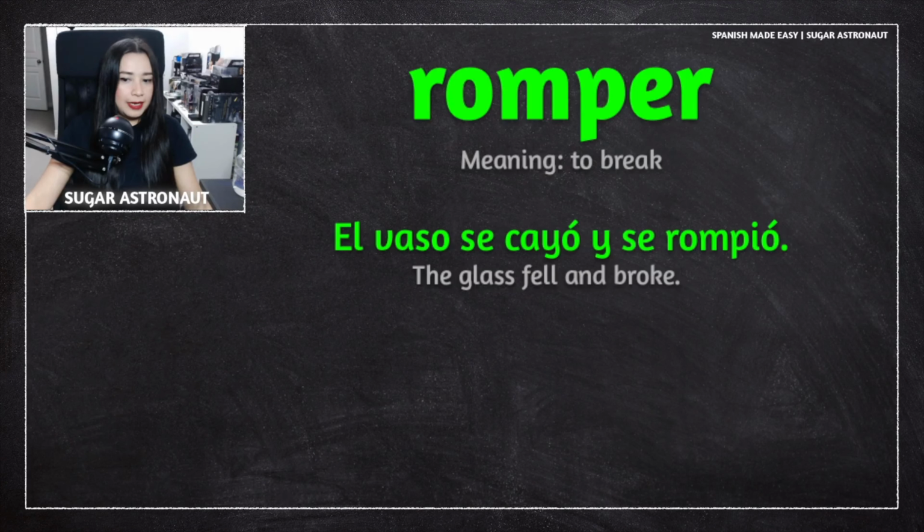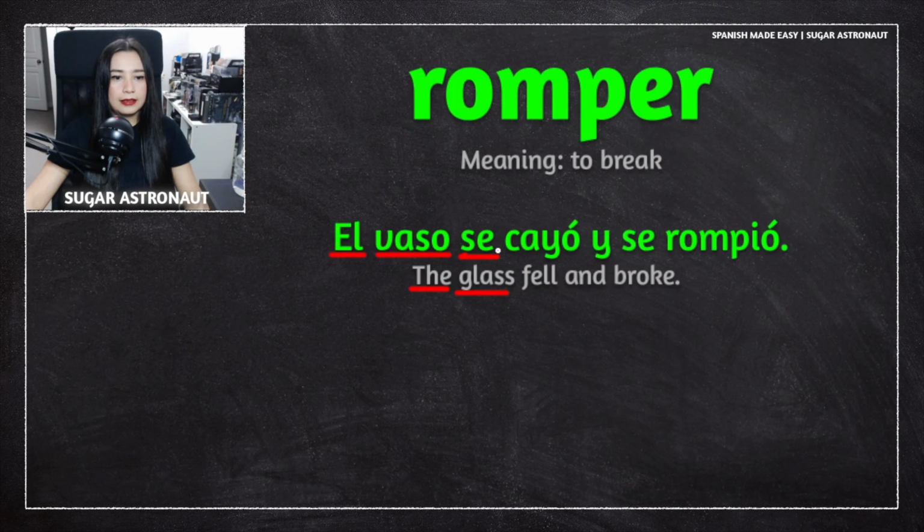So let's break this down. It's just a simple example, and let's see how this sentence works. El is a definite article. You know this. And it's masculine as well, and it means the. Okay? So, el, and we're using it because vaso is a masculine noun. El vaso. Un vaso, a glass. El vaso, the glass.